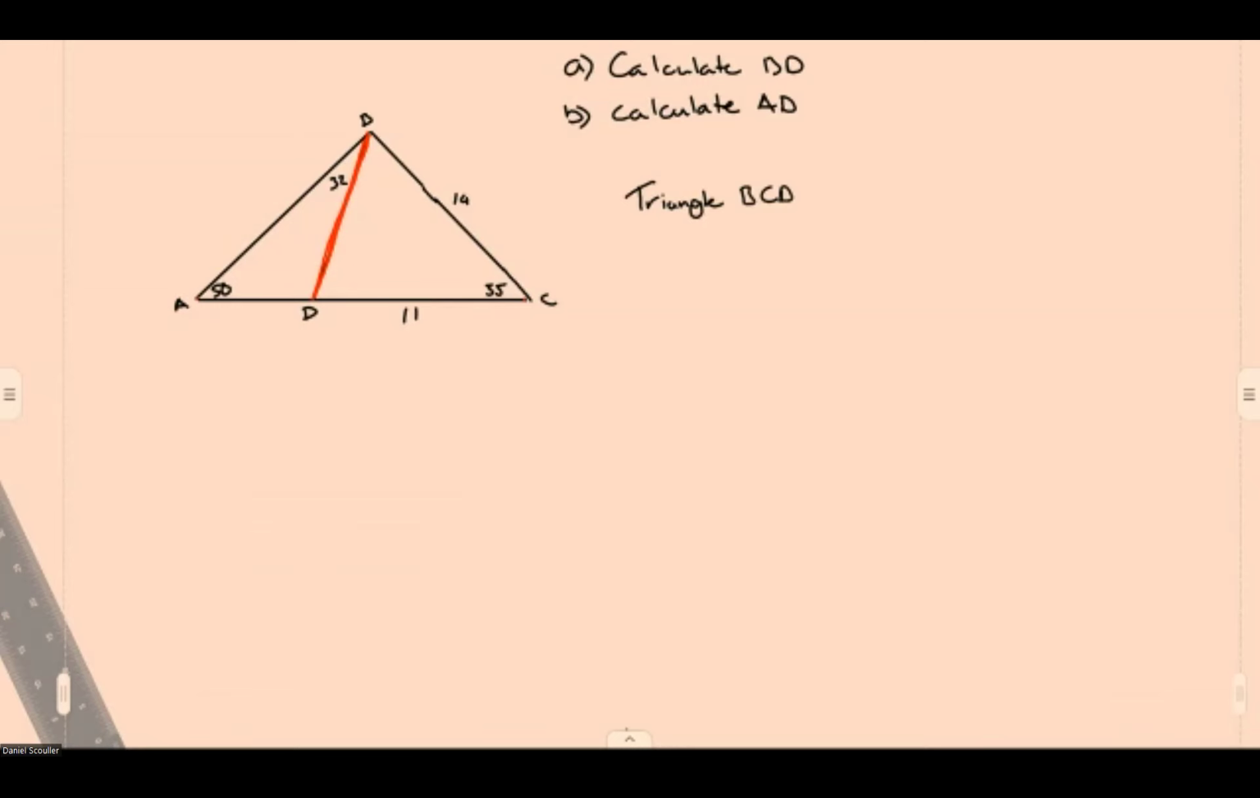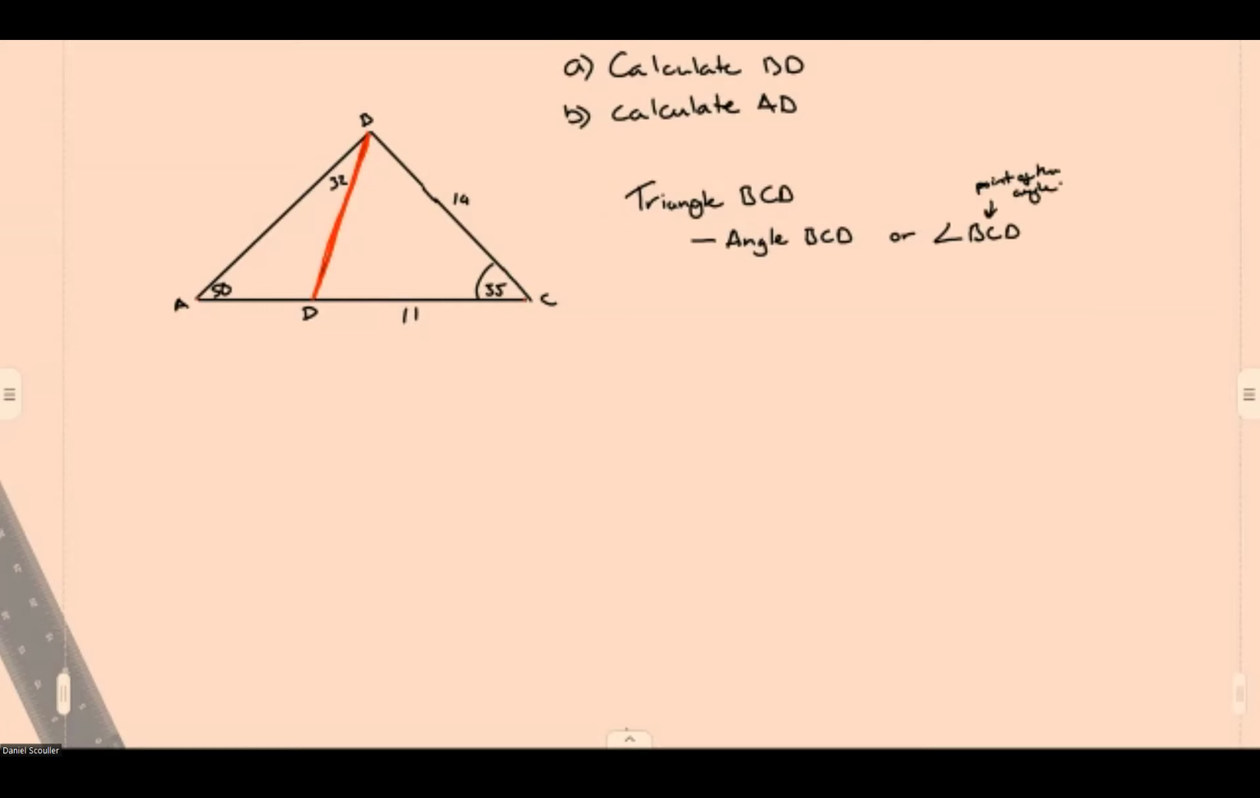And in BCD we've got an angle, angle BCD. And remember, the letter in the middle is the point of the angle. So it starts at B, goes to C, and then goes to D. So the C part, that 55, is what that angle is.